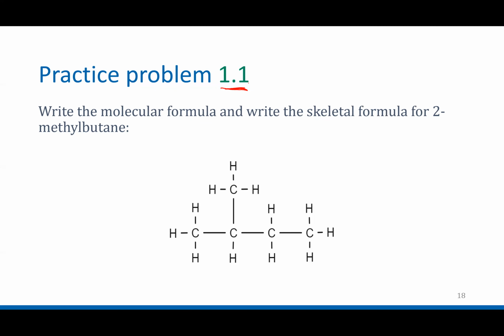All right, molecular formula. This is the easiest thing ever, guys. All you do for molecular formula is count. So let's start with carbons. 1, 2, 3, 4, 5 carbons. So this would be, I'll do it over here.